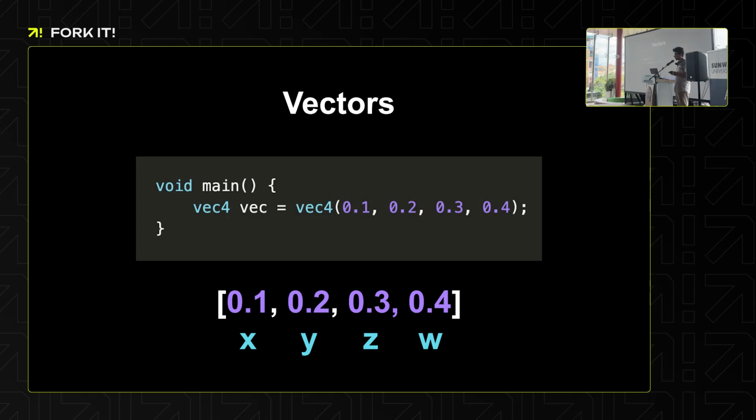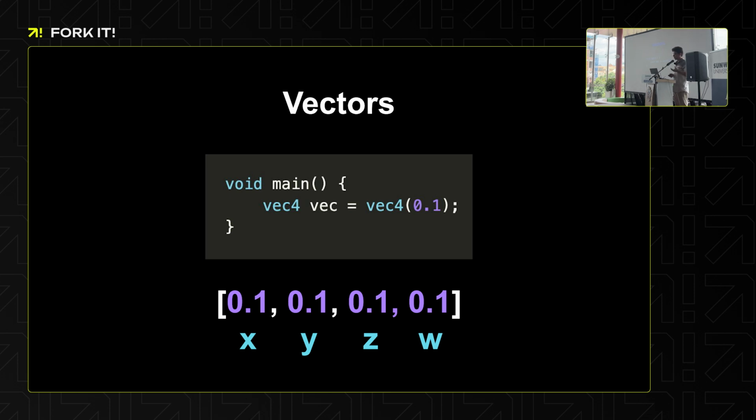For example, here we can create a 4-dimensional vector, and we can specify the values of x, y, z and w. Also, you can create it in a different way: you can just specify a single value, and all the coordinates are going to have that same value. So here, x, y, z and w are all going to have 0.1.